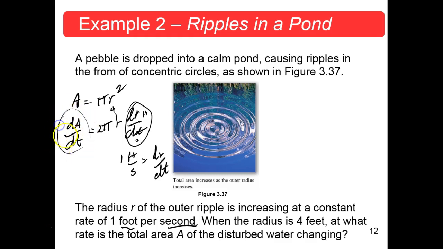Well, that's dA/dt, the rate at which the area is changing. Rate usually means time rate, dA/dt. So that's what we're looking for. So this will be 2 pi times 4, that would be 8 pi times 1 foot per second. And this radius is 4 feet, and dr/dt is feet per second, so it's feet squared per second. Your unit here is feet squared per second, which is a great unit for area, square feet, time second. 8 pi square feet per second.